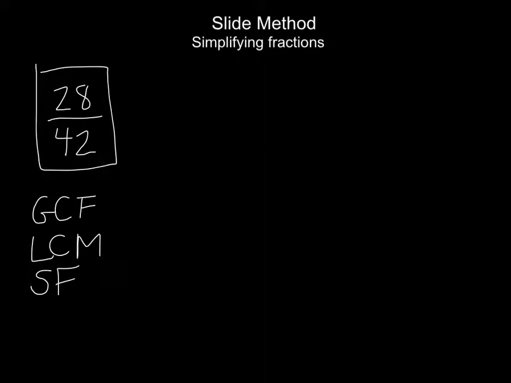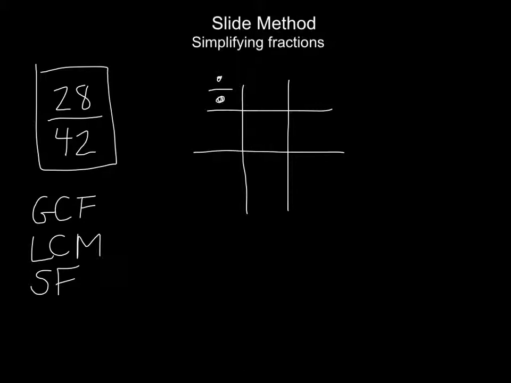I have 28 over 42. And to plug it into the slide method, the first thing I'm going to do is draw almost like a tic-tac-toe chart. In the top left-hand corner, I'm going to put a division sign. And the small number always comes first, or the numerator goes first and then the denominator. So in this case, 28 and then 42.